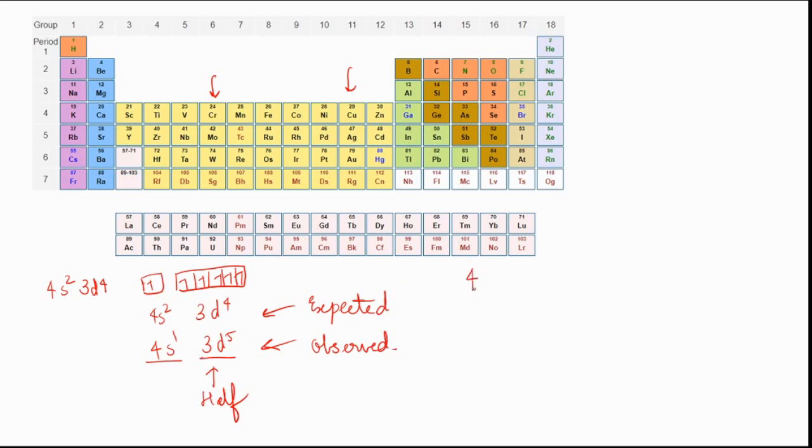Similarly, for copper, we have 4s2 3d9. But then even in the d9 case, we don't have a full-filled stability. So it is just one electron less than the full filled. And why am I talking about the stability? There are two reasons for the stability. So what will happen? An electron will shift from here to here, and this is what we get. So this is 4s1 and 3d10. So this is the observed electronic configuration for copper. So these are the exceptions.